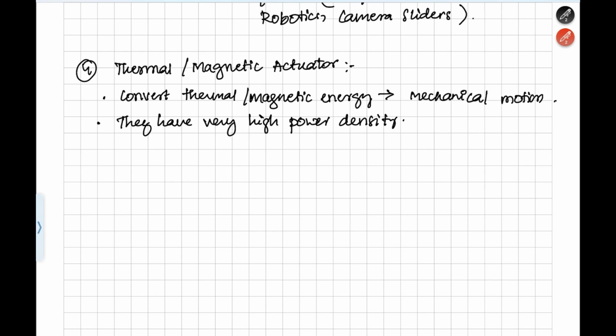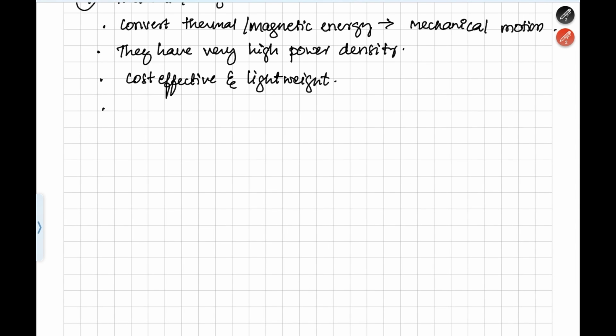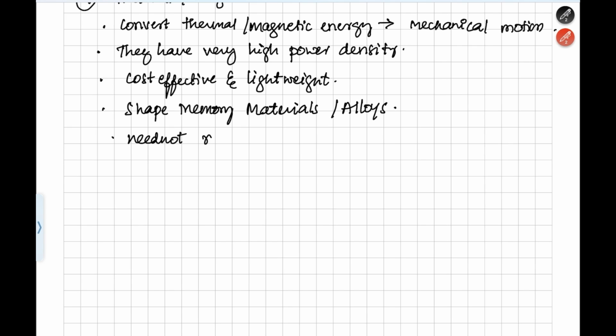High power density means they can deliver a lot of power even for a compact size. Then these actuators are lightweight and cost effective. Thus they are suitable for many IoT applications. Examples could be shape memory materials or alloys, which change their shape when they are exposed to heat or magnetic fields. Here they need not require electricity.